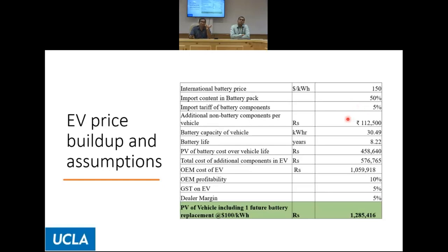There are additional non-battery components in a vehicle. That's around 112,000. That is all the other things, the electric motor. You need an electric motor, and some of the other things that I showed you. There is a detailed spreadsheet.